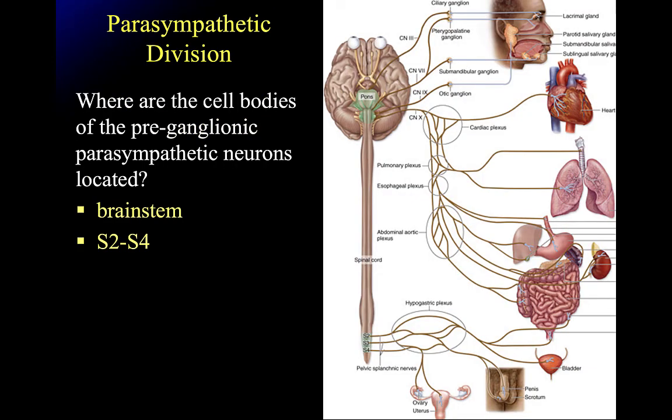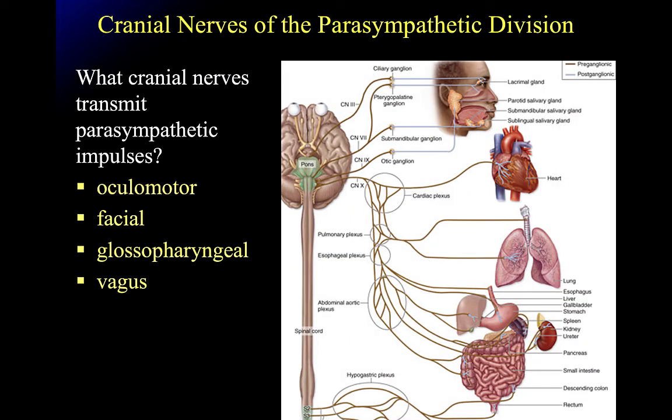All right, so where are the cell bodies located? Well, they're in the brainstem if they're going to be associated with cranial nerves. Again, it's cranial nerves 3, 7, 9, and 10. And they're going to be in that S2 to S4 section of the spinal cord, or where the S2 to S4 nerves arise, if we want to think about it in that manner.